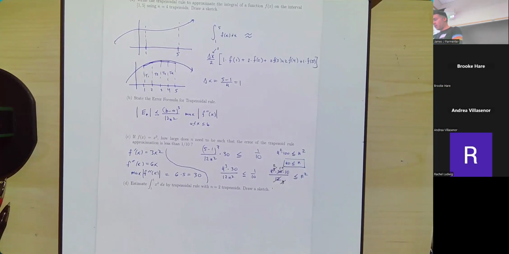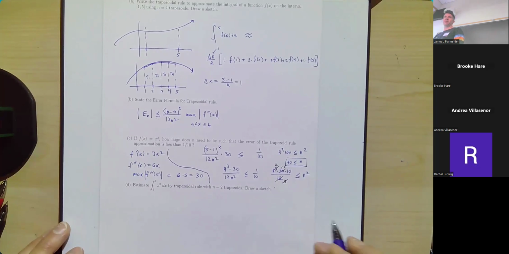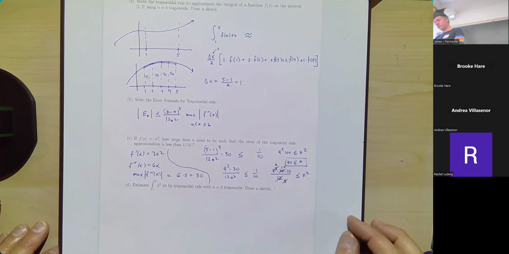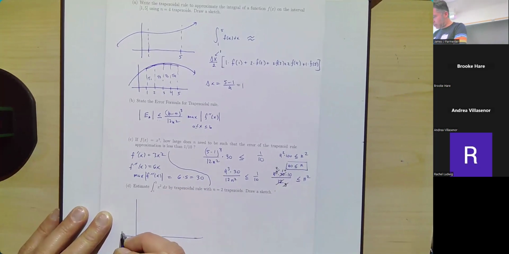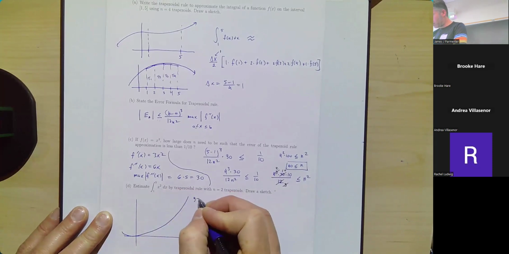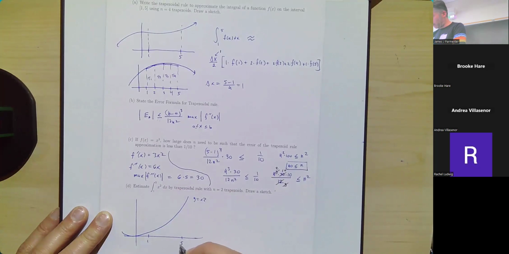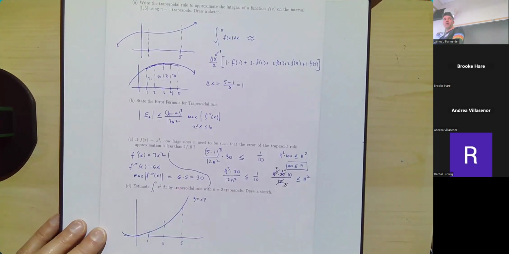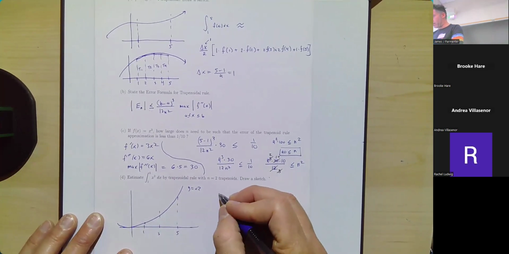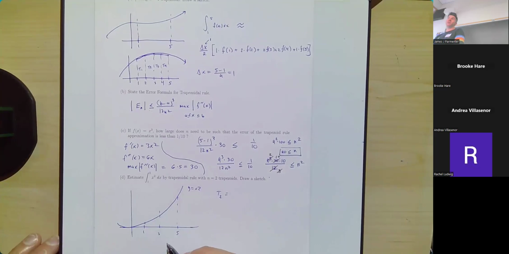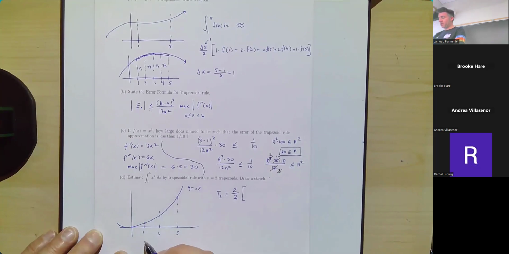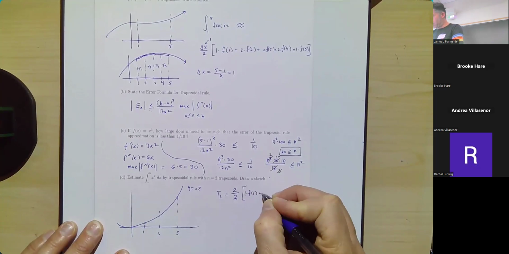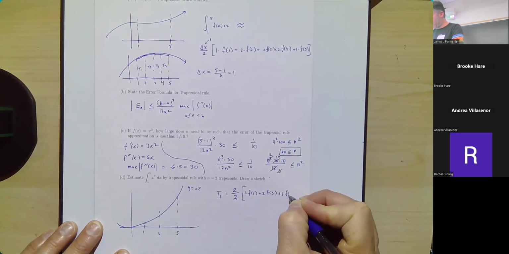That's how it is. And then estimate this integral with 2 trapezoids. 2 trapezoids? Okay, fine. Here's our function, y equals x squared from 1 to 5. And then we're going to break it up into 2 trapezoids, so the middle is 3 there. So our trapezoid estimate is going to be our delta x, which is 2, divided by 2, times 1 times f of 1, plus 2 times f of 3, plus 1 times f of 5.